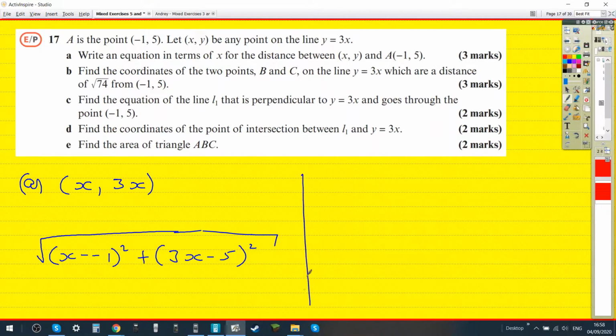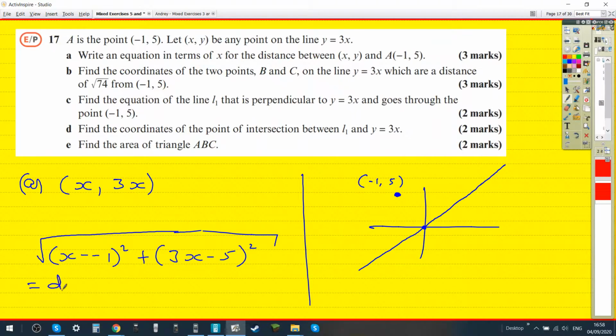If you have a line y equals 3x. The line y equals 3x. So A is a point minus 1, 5. Minus 1 minus 3. So minus 1, 5. So the distance from this point, minus 1, 5, to any other. So this is the distance formula, but that would be equal to what?